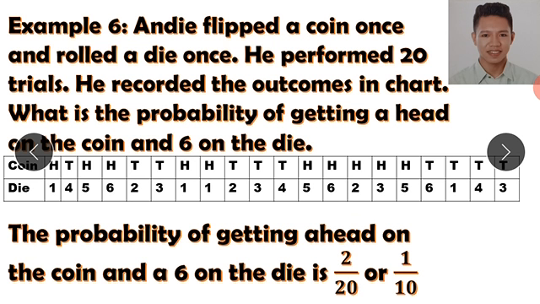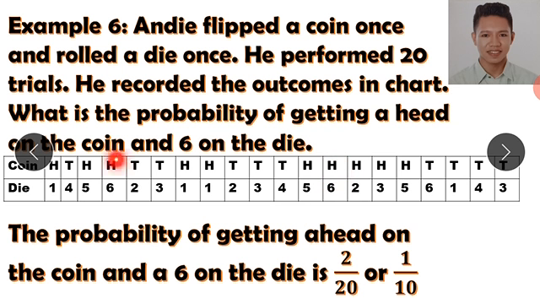So Andy flipped a coin once and rolled a die once. He performed it 20 times and recorded the outcomes in a chart. What is the probability of getting a head on the coin and 6 on the die? So here is the data or the result after doing it 20 times. We will find head and 6: 1, head and 6: 2. So there are 2.